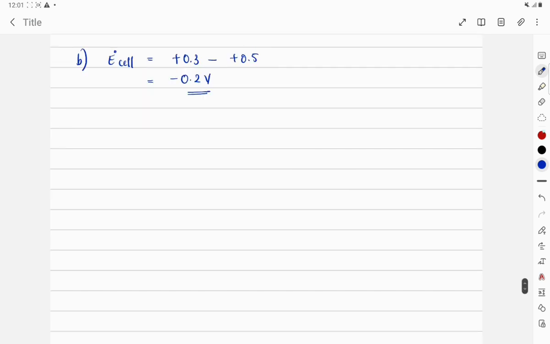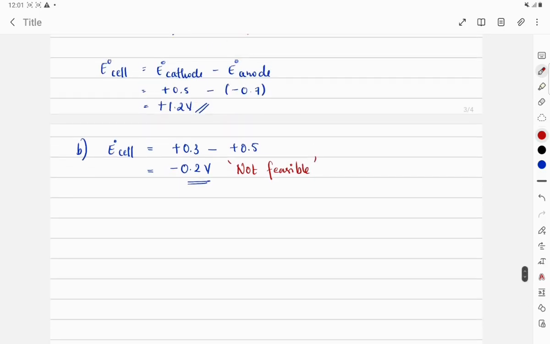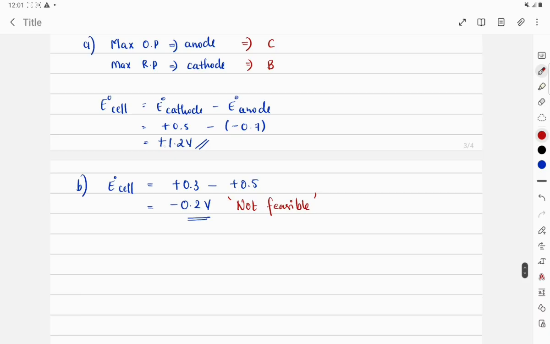So from this it's clearly evident that a cell which will have A as cathode and B as anode is obviously a non-feasible cell. The cell is not feasible. And if they have asked to compare it with the cell constructed from part A, which is a cell with a very good cell potential value, then on comparing we get that obviously the part A cell is much more feasible than part B. Or exclusively you can say the cell constructed from part A is a feasible cell and that of part B is a non-feasible cell.